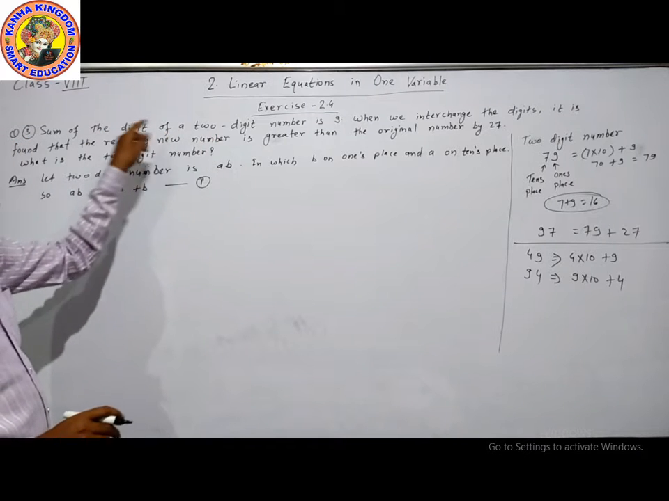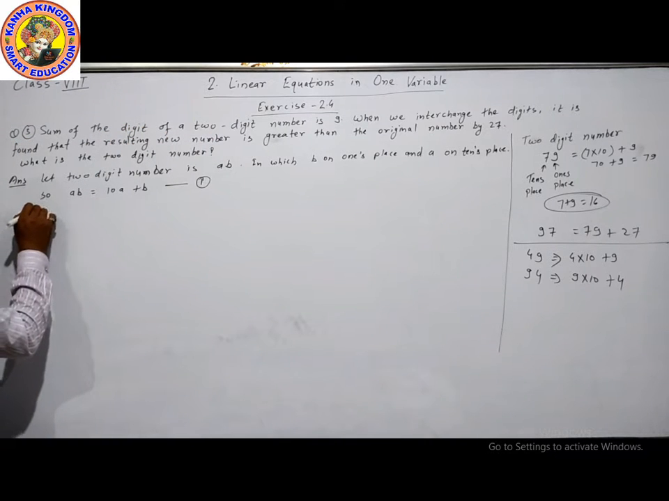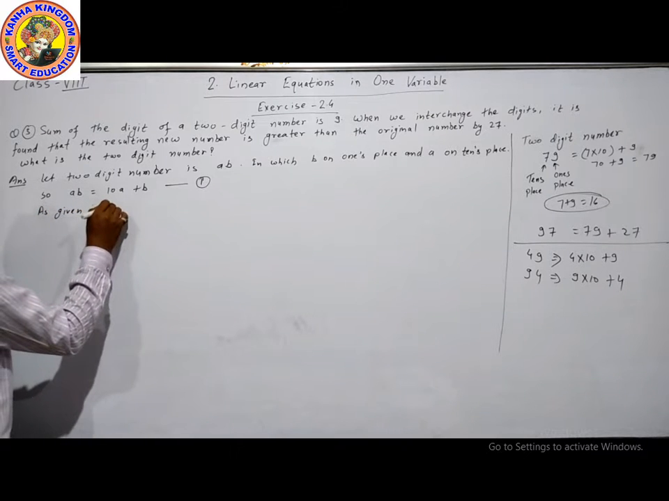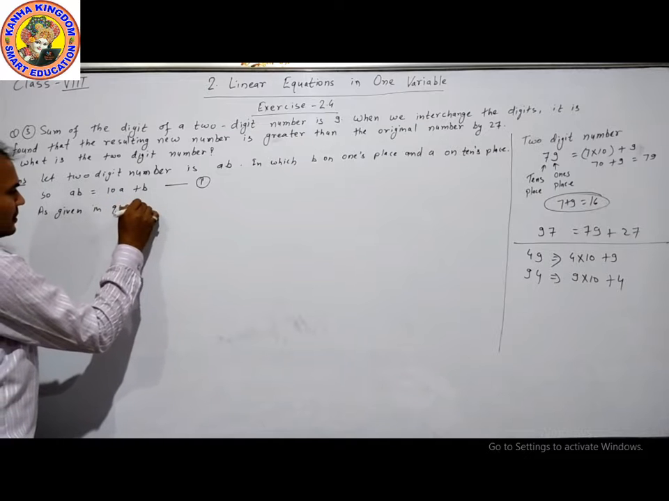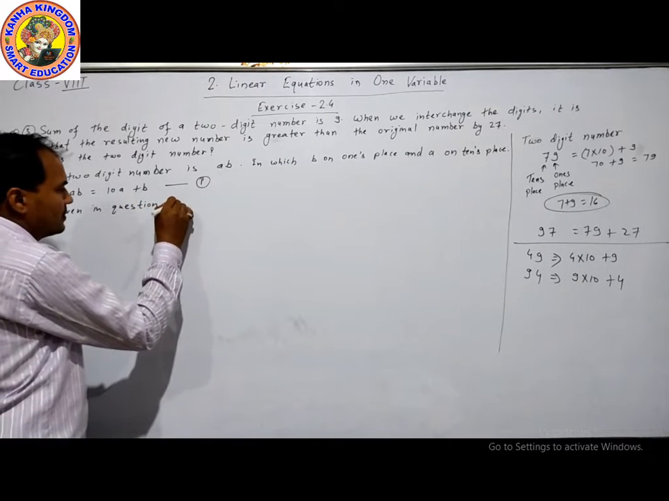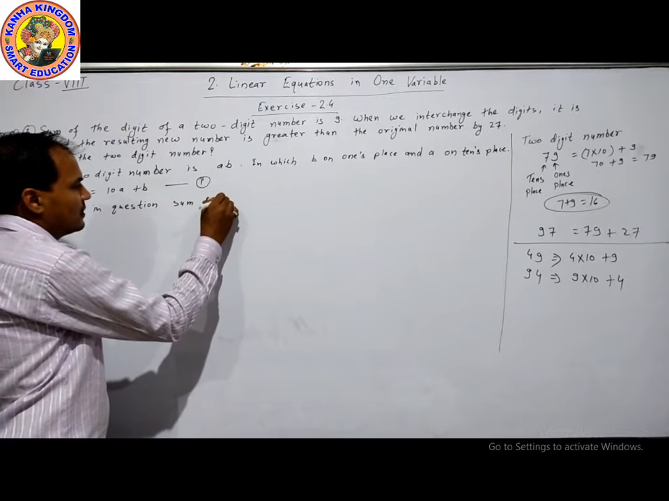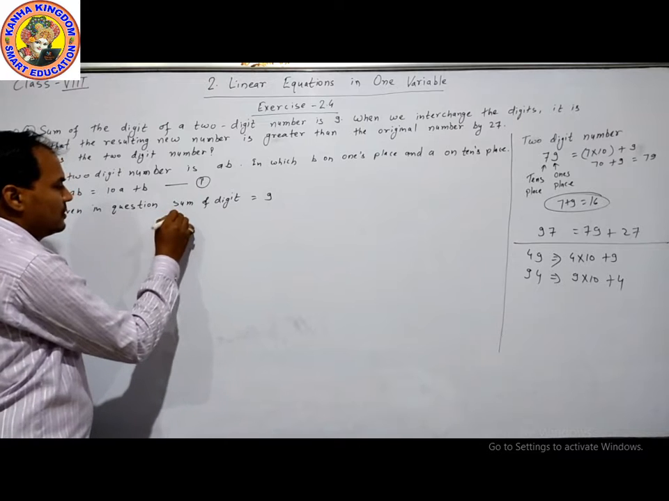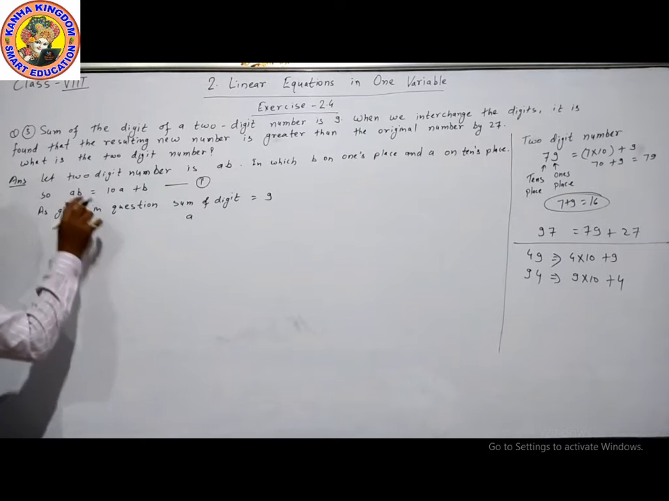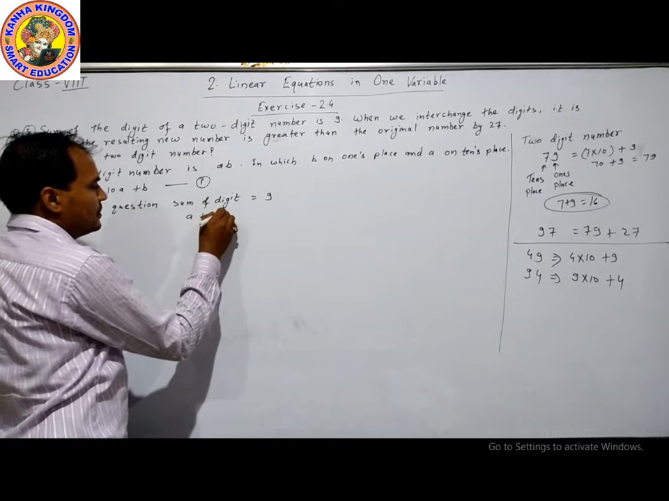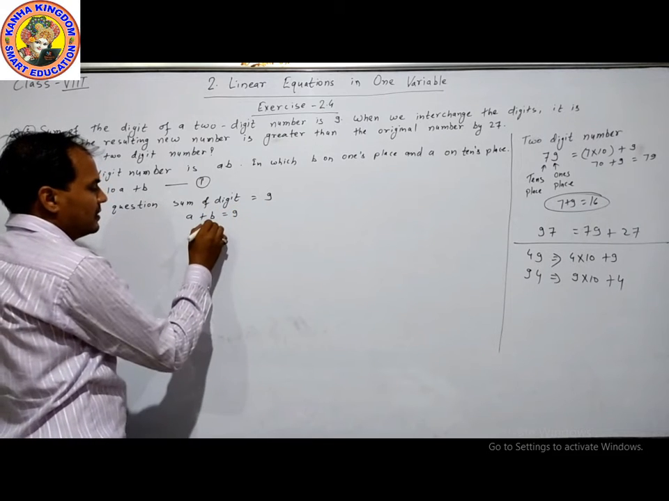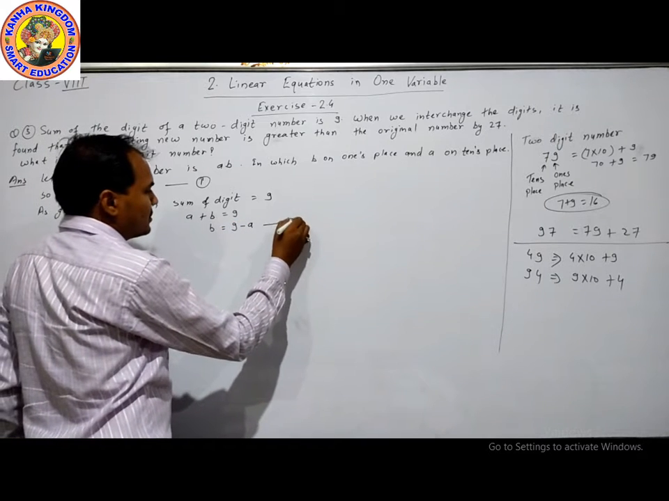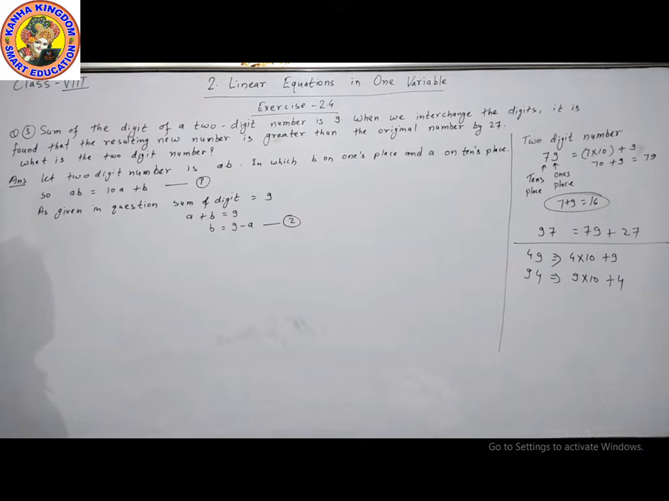The sum of digits is given in the question. The sum of digits is equal to 9, and the digits are A and B. A plus B is equal to 9, so B is equal to 9 minus A. This is our equation number 2.